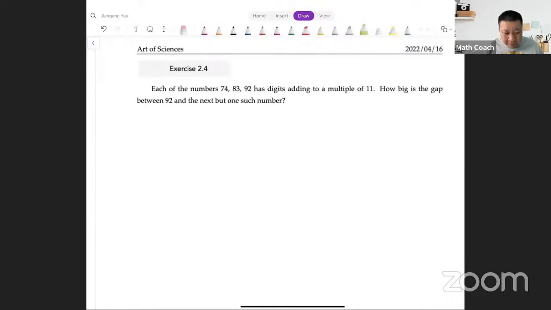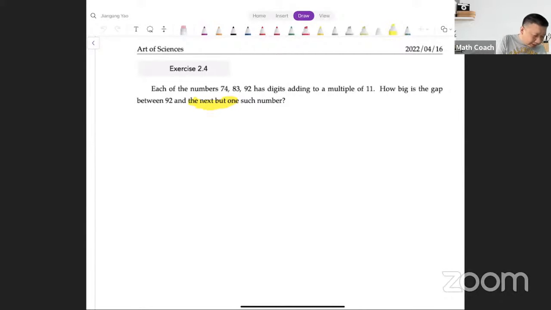Each of the numbers 74, 83, and 92 has a property that the digits add up to a multiple of 11. How big is the gap between 92 and the next but one such number? So the next but one such number. And 50, I think the first, on my side, I see 81 is the first. 81, go ahead. Yes, 36 is the correct answer.